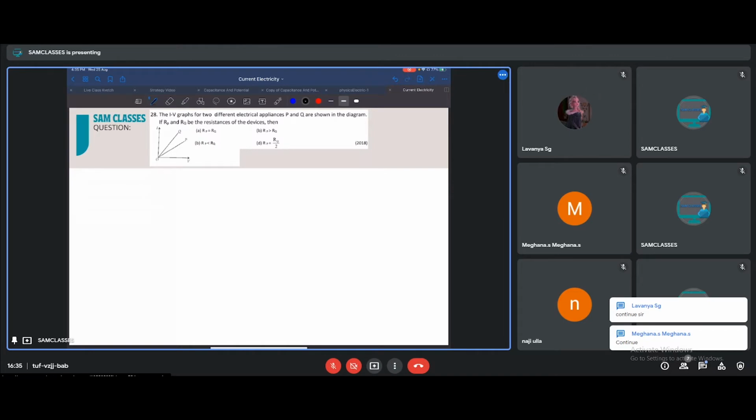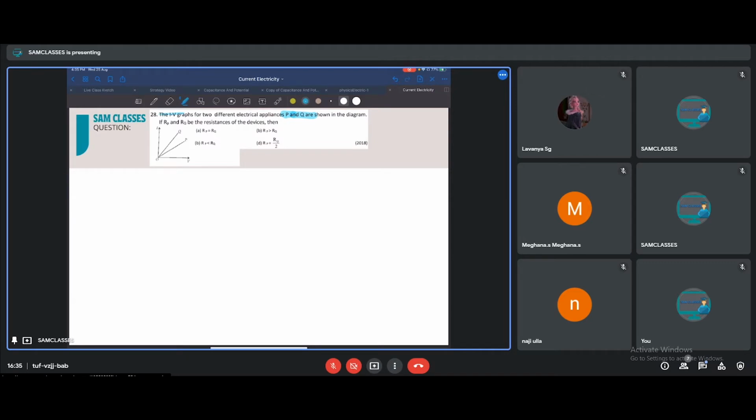Continue. Okay. Now my next question. Let's try to do a bit more fast. Now what we have, they've given an IV graph of two different electrical appliances, P and Q. So you need to understand what the IV graph tells me. If I know that much, I'll be able to solve it.